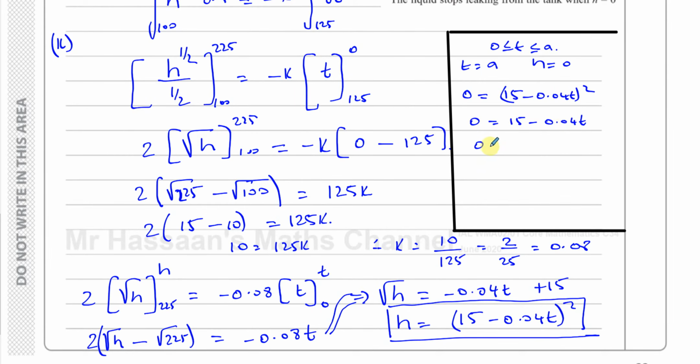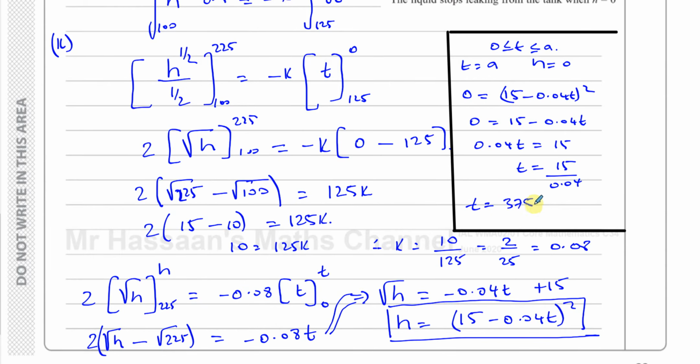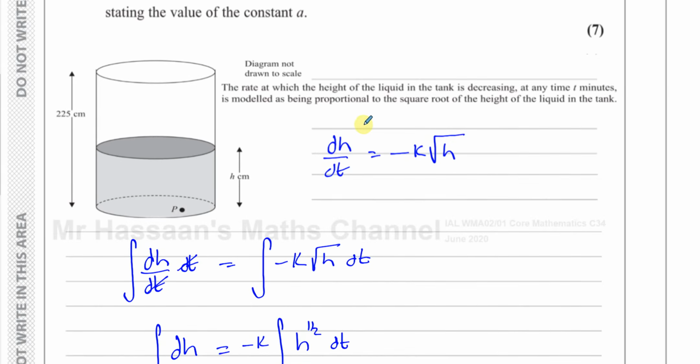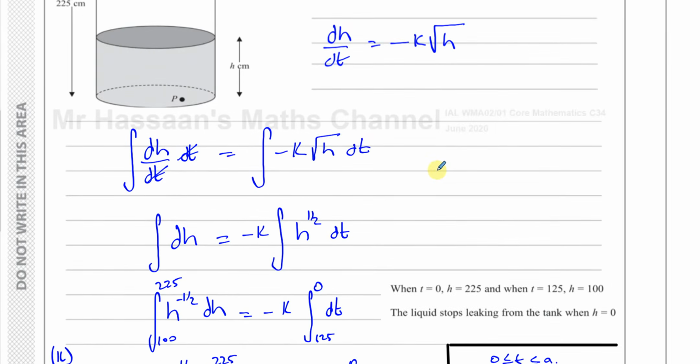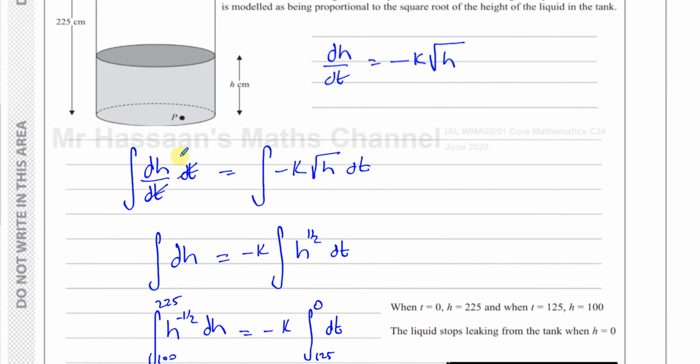I can then rearrange this equation. 0.04t equals 15. So t is equal to 15 divided by 0.04, which gives you 375 seconds. So, it says stating the value of the constant a, so we can say therefore a is equal to 375 seconds. So we've stated the value of a, and there's the answer to this particular question.